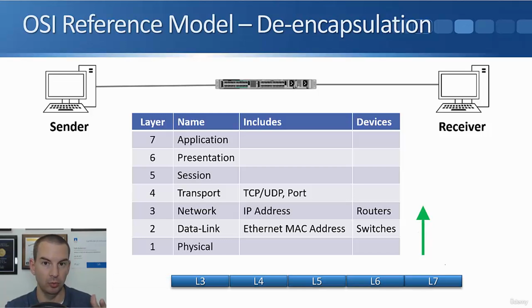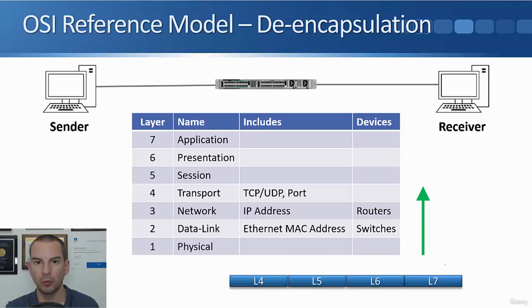Next up, it will continue with de-encapsulation now. It will then look at the layer 3 header. It will check the destination IP address, and again, it will check that the packet is for it. If not, it will discard the packet.